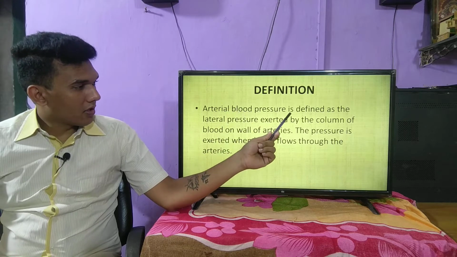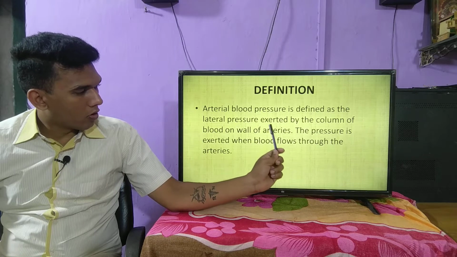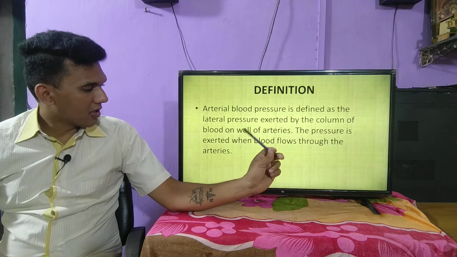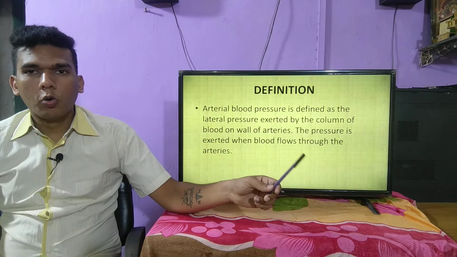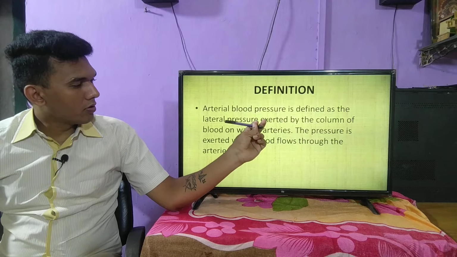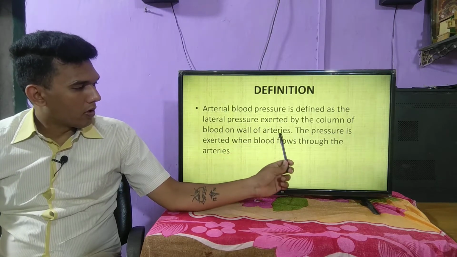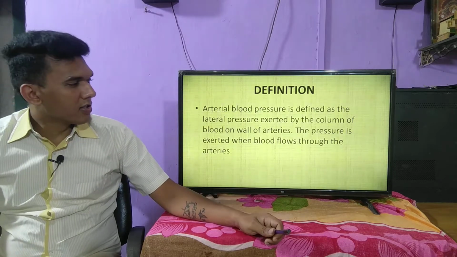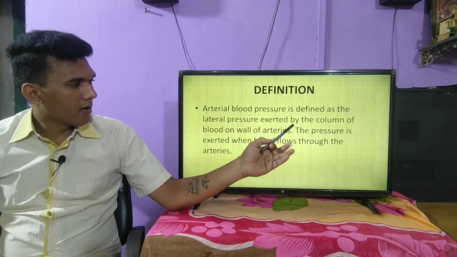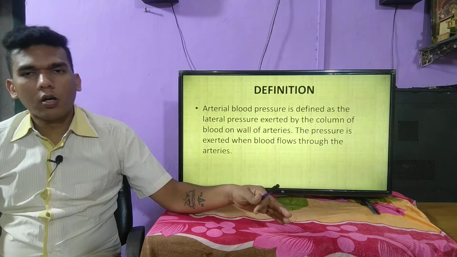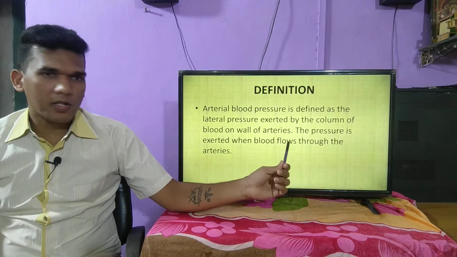Arterial blood pressure is defined as the lateral pressure exerted by the column of blood on the wall of the arteries. The pressure is exerted when blood flows through the artery. So it is very important to keep these words in the definition. Without these words, lateral pressure exerted by the column of blood and when blood flows through the artery, the definition is incomplete. Otherwise, most students state the definition as a pressure exerted by the blood on the walls of the artery. That is an incomplete definition.